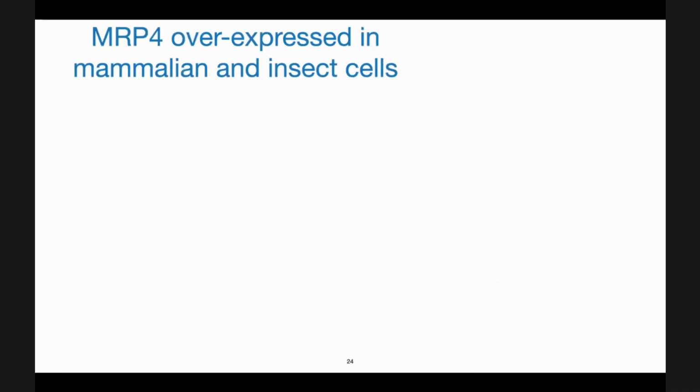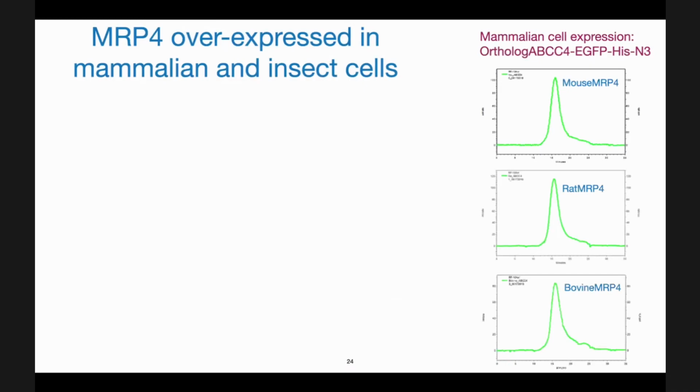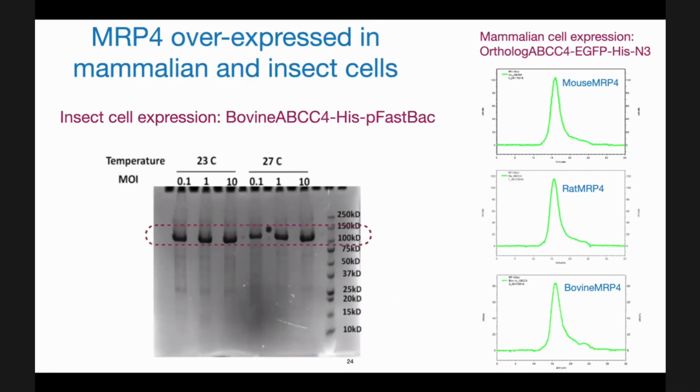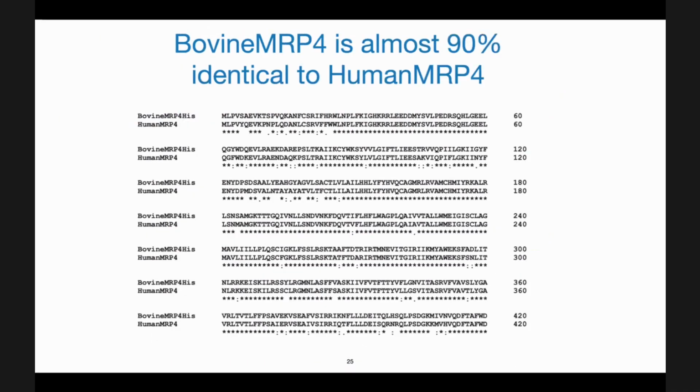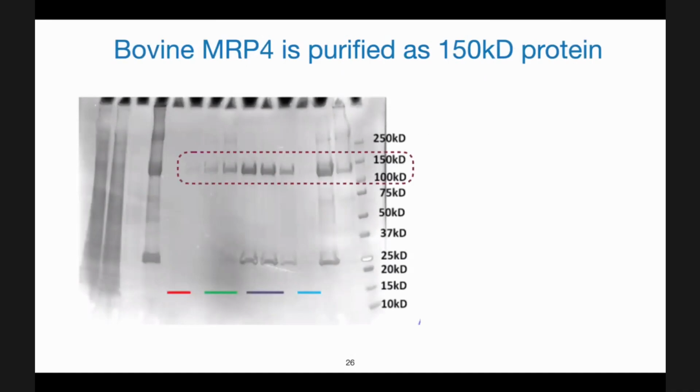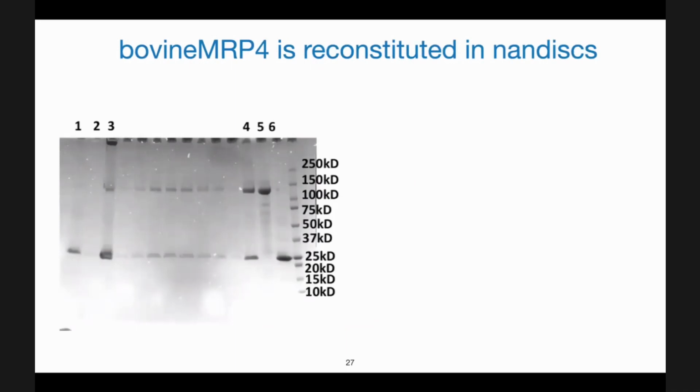Now coming back to MRP4. MRP4 was overexpressed in mammalian and insect cells. We went through different orthologs: mouse, rat, and bovine. We started with the insect cell expression system, and we could really get a nice band by optimizing temperature and multiplicity of infection. We chose bovine MRP4 because it was almost 90% identical to human MRP4. Then we tried to purify it, and we could purify it as a 150 kilodalton protein. Then we reconstituted it into nanodiscs, and you can see that we had both bands in the gel.